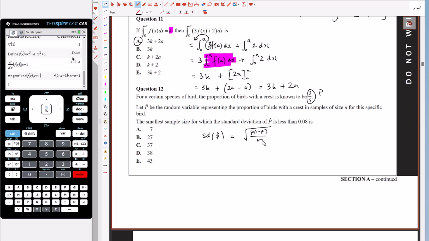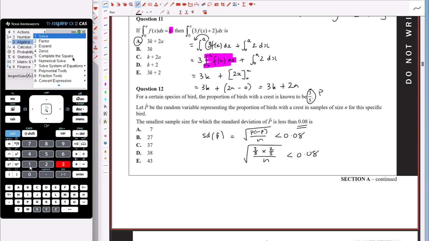We know the standard deviation of p hat has to be less than 0.08, so this has to be less than 0.08. We know what p is, it's 3/5. So we have the square root of 3/5, 1 minus 3/5 is 2/5, on n has to be less than 0.08. We'll get our CAS to solve that.